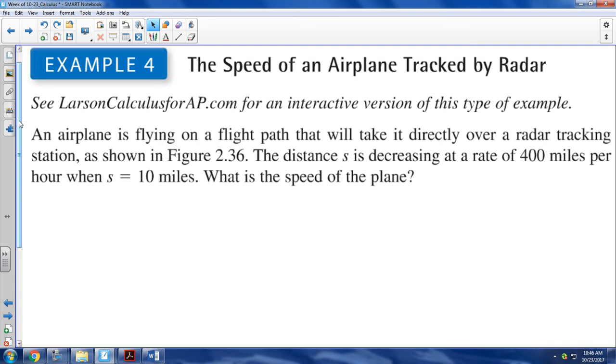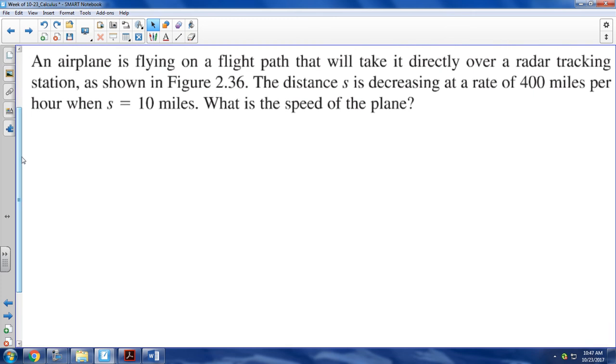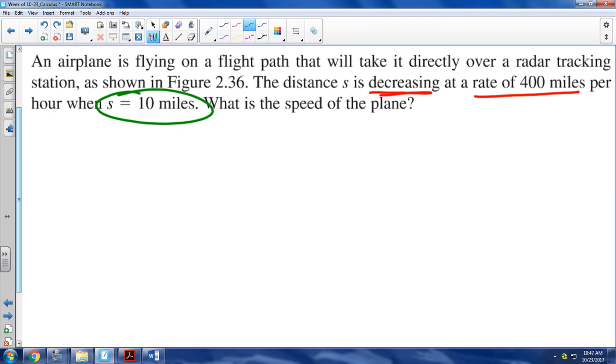Now we're going to talk about the speed of an airplane. By the way, you can go to this website to get a more clear definition of this, or a clear example here. We have an airplane flying on a path that will take it directly over a radar tracking station, as shown in this figure. I'll show you the figure in a second. Distance is decreasing at a rate, I'm going to underline that in red, that's decreasing at a rate of 400 miles per hour. When s is equal to 10 miles, what is the speed of the plane? That's what we're wondering, right?